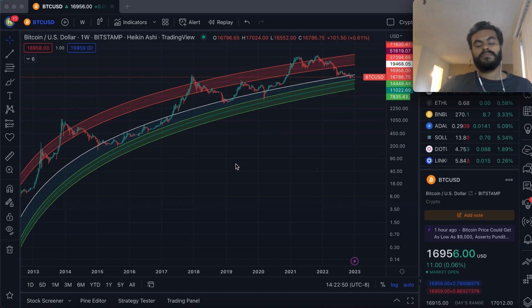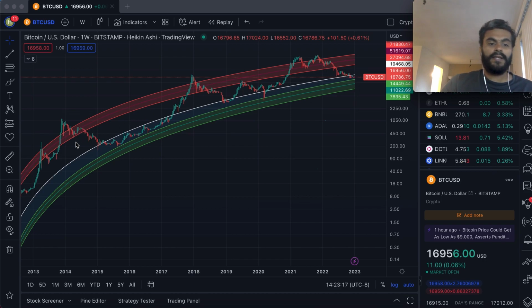With this in mind, the first logarithmic regression band is color coded in red, and that coincides with the overvalued phase of the Bitcoin market. The second one is in white, and the white line coincides with the fair value of Bitcoin, and the third one in green coincides with the undervaluation of Bitcoin.